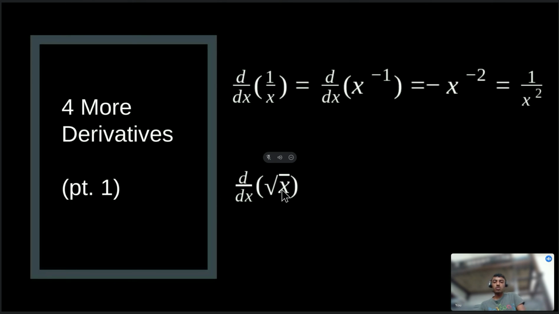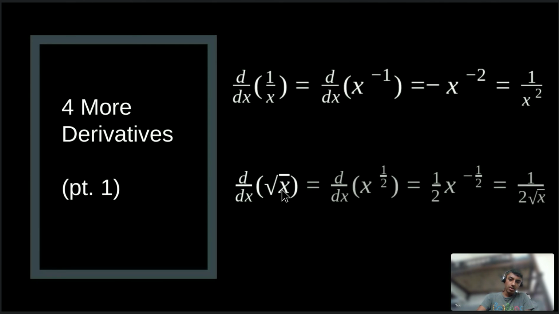Here's another fun example. We will take the derivative of the square root of x. So what we can do is do what we did before, x to the power of 1/2. Then we can apply the power rule, 1/2 times x to the power of negative 1/2 because minus 1. And that simplifies to 1 over 2 times the square root of x.